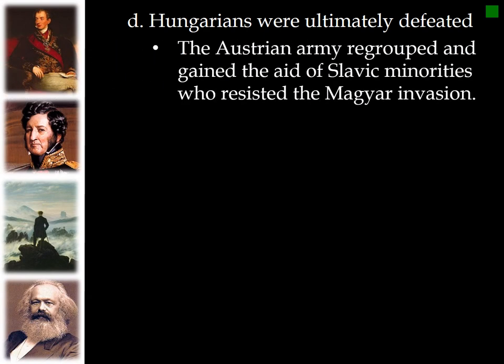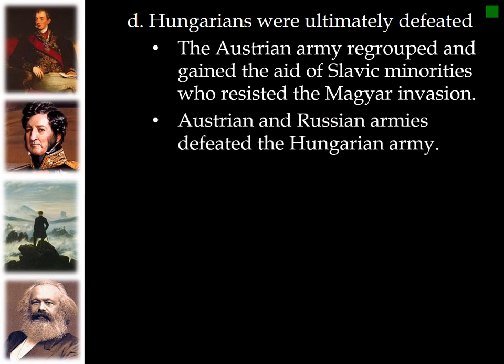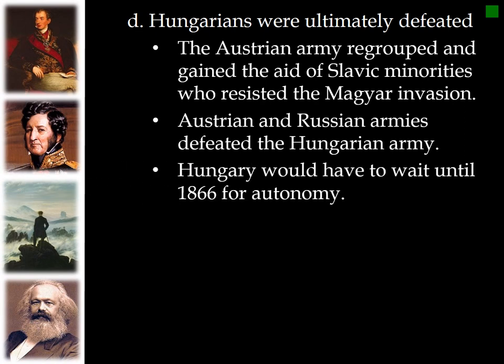The Austrian army regroups in the fall of 1848, and they gain the aid of the Slavic minorities who resisted the Magyar control over the Hungarian territory. The Austrian and Russian armies defeated the Hungarian army ultimately. Austria got help from Russia and was able to re-solidify their control over their empire. Hungary would have to wait until 1866 for autonomy from Austria.